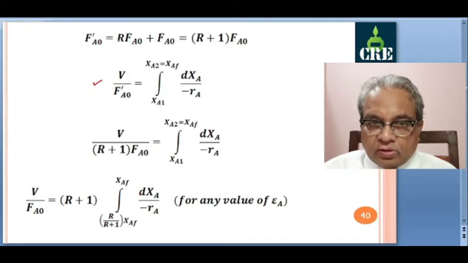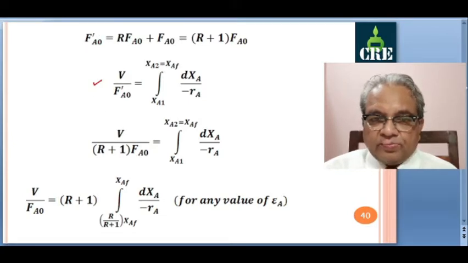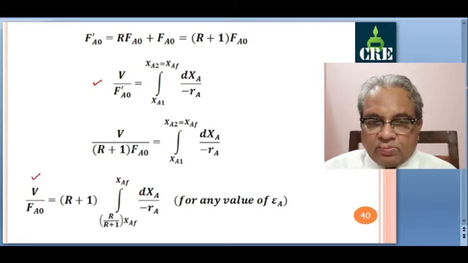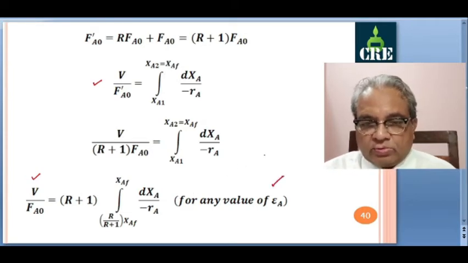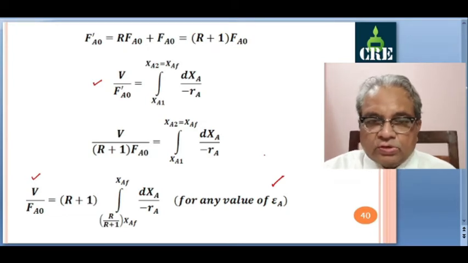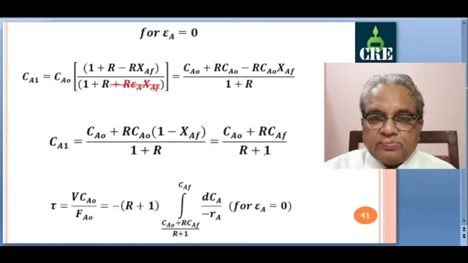We can find out, if r is known, FA0 prime. So FA0 prime is (r plus 1) into FA0. So the V by FA0 performance equation can be written as: we transfer r plus 1 to this side, (r plus 1) into the integral from XA1, where XA1 is known in terms of XAF, that is r by (r plus 1) into XAF, to XAF, dXA by minus rA. This is valid for any value of epsilon A, for all values of epsilon. So this is the model equation for the recycle reactor.